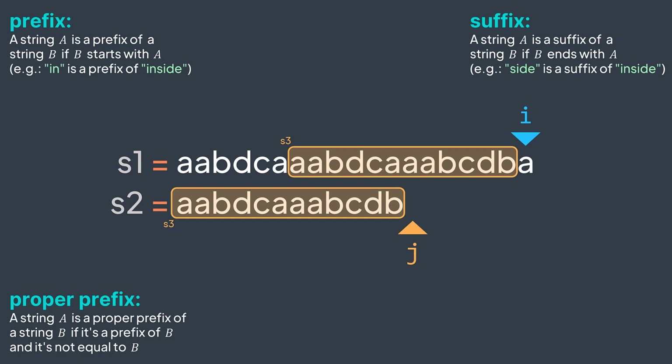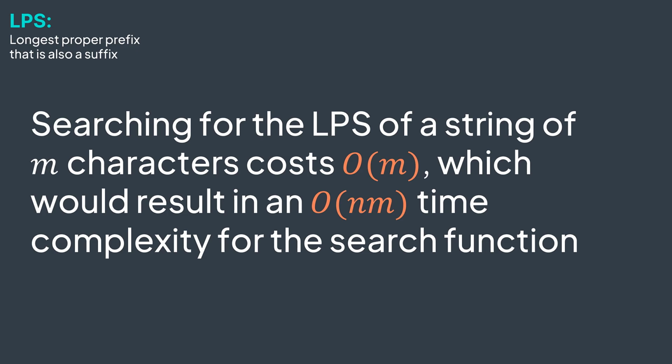In brief, when we find a mismatch, we search for the length of the longest proper prefix that is also a suffix of the path that matched to know how many characters to skip when we start searching again. But searching for the longest proper prefix that is also a suffix of a string of m characters costs O of m time, and by doing it at each iteration, we would get the O of n times m time complexity again. It's like we did nothing.